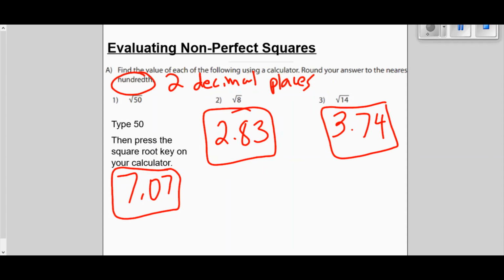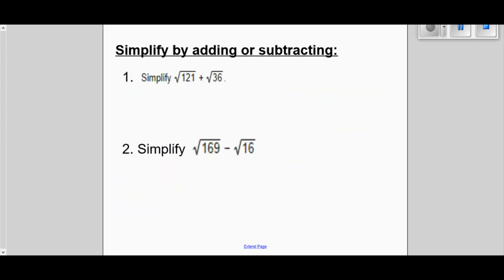So what we're going to see next is what happens when we add square roots together. Simplify by adding or subtracting. So here I have square root of 121 plus the square root of 36. Square root of 121, this is 11 times 11. So square root of 121 is 11. 36 is 6 times 6. So that means the square root of 36 is 6. So this will be 11 plus 6, which is 17.